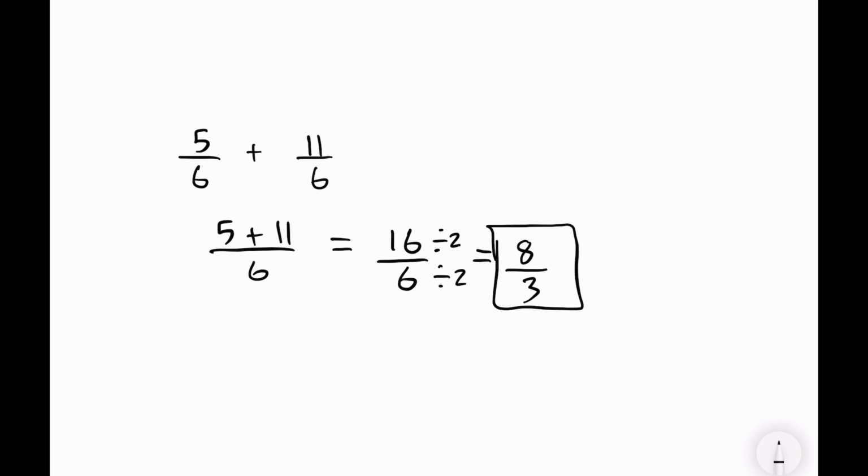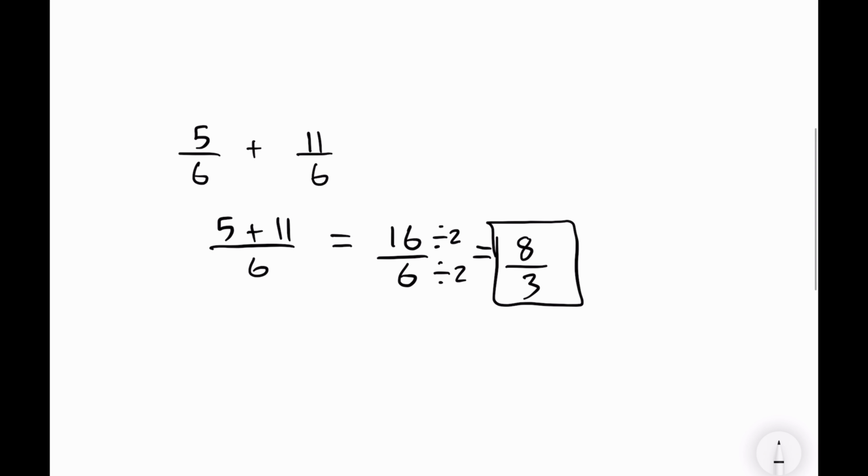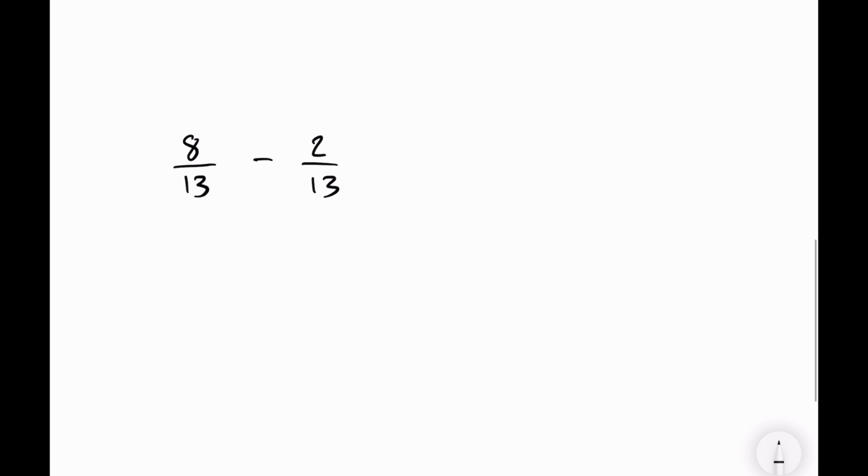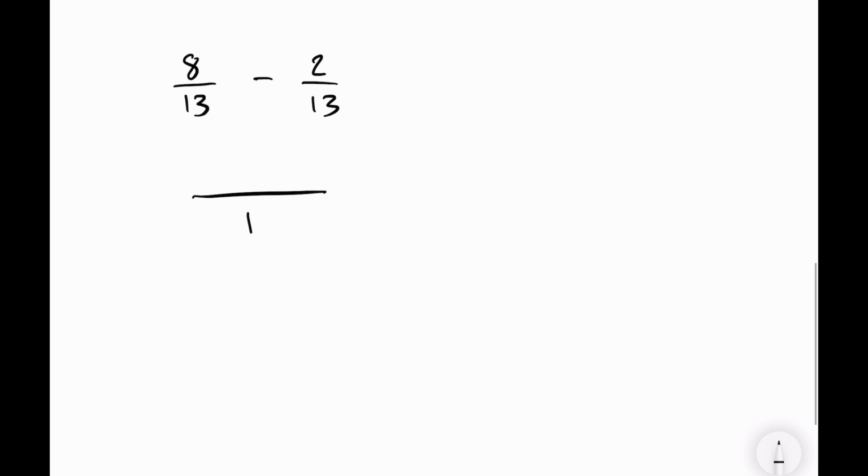Okay, let's try another example, maybe this time with subtraction. Okay, here we go. Common denominator. Put my denominator there. I have 8 minus 2 as my numerator. That gives me 6/13. Can this be simplified? Is there a number that divides both 6 and 13? No, there is not. Therefore, your answer is done. 6/13.